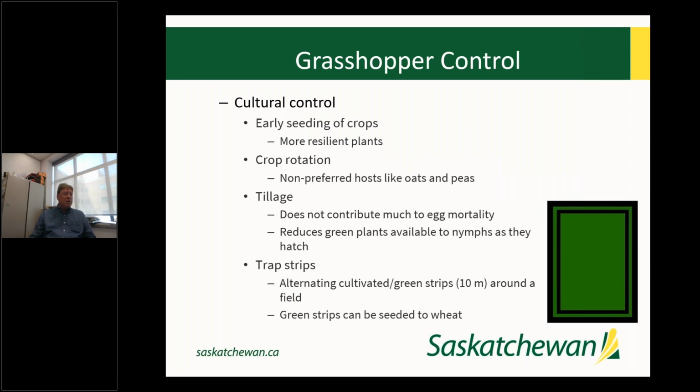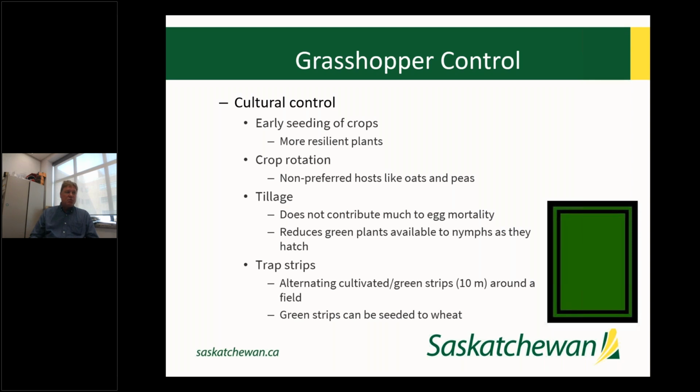Cultural control can also be helpful with grasshoppers. You're not going to get knockdown with cultural control, though, and you're not going to get total mitigation of grasshopper damage. Pardon me, but it can reduce the impact of grasshoppers. Early seeding of crops means you're going to have more resilient plants that can take a little bit more damage, especially those like canola and soybean that can take a fair bit of foliar damage.